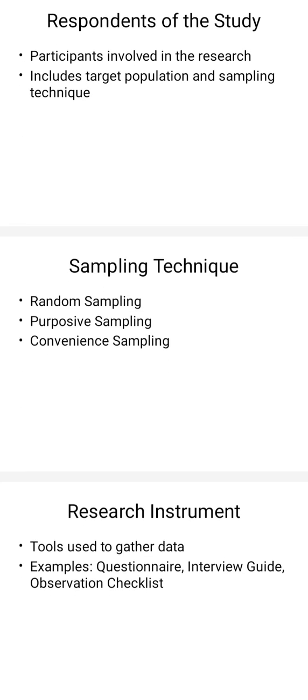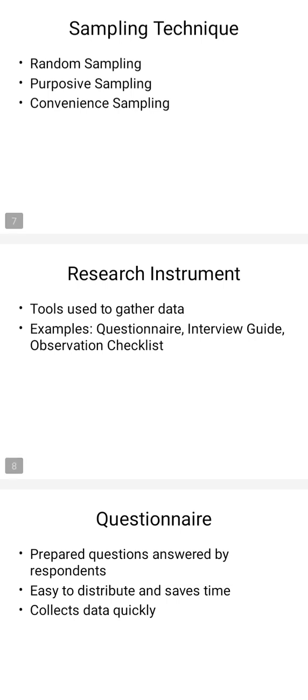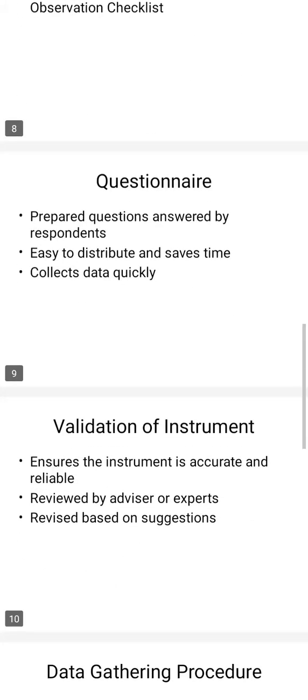So, research instruments are tools used to gather data, for example, questionnaire, interview, and observation check. The questionnaire is a set of prepared questions answered by respondents. It is easy to distribute, saves time, and collects data quickly.